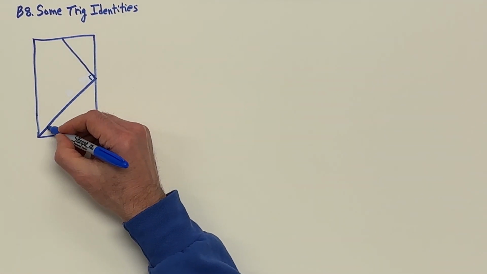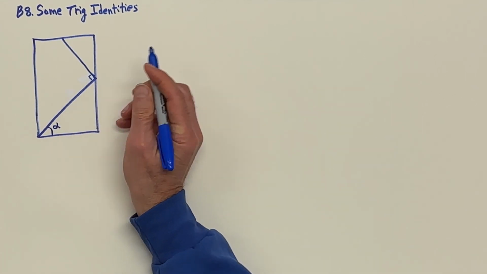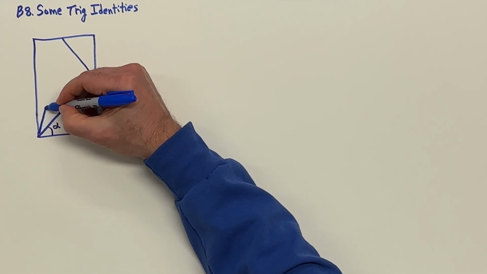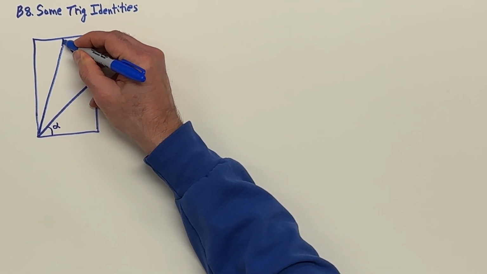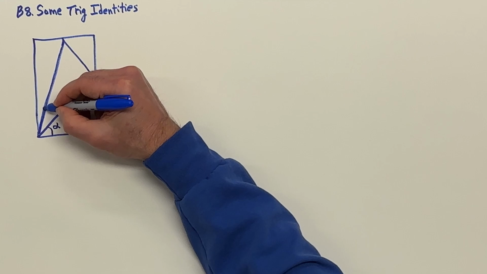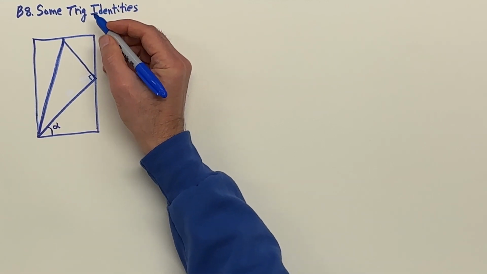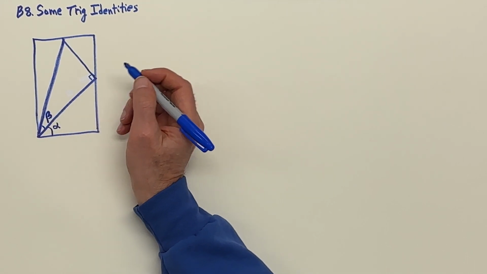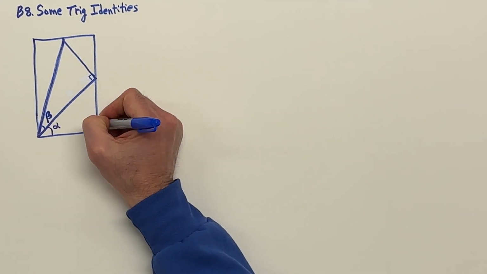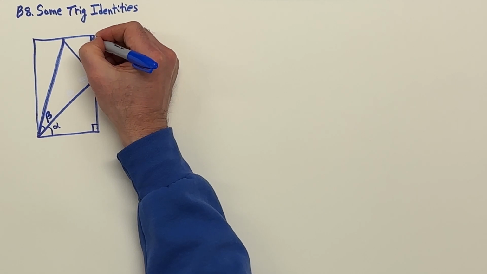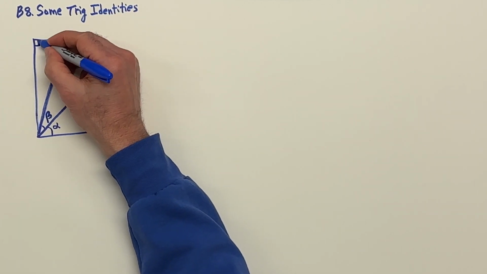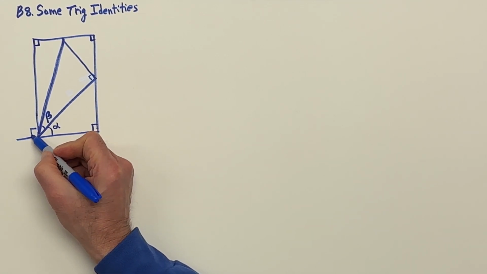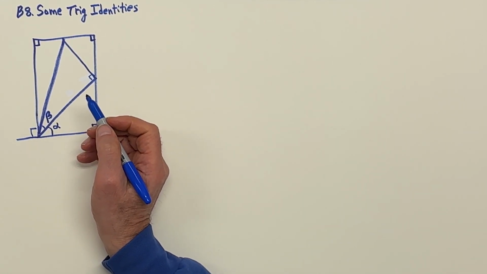Now we're going to call this angle here alpha. Now I'm going to connect these 2 points here. And I'm going to call this angle beta, this one in here, beta. This is a right angle there, right angle here, right angle there, and right angle on the left and also on the right side.